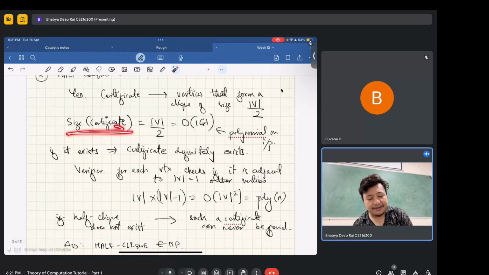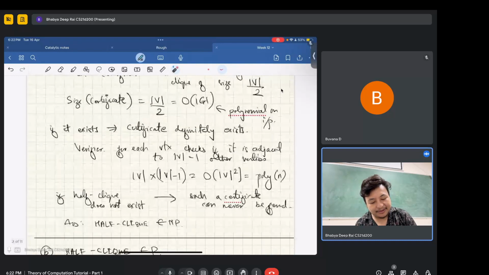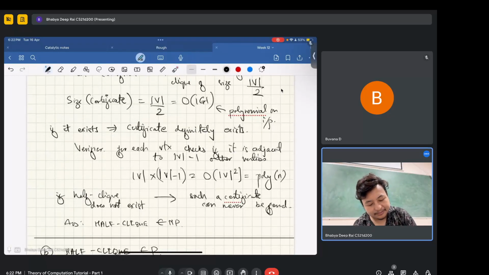So what is the size of the certificate? Well, I'll give you a click of size v by 2. That's what you're looking for, and this is quite small. It is smaller than even the size of the graph. It is linear in the input size, so it's still polynomial. The size of the certificate is good. Next I need to check that the verifier does not take a lot of time. It takes only polynomial time. For each vertex in the certificate C, it checks if it is adjacent to the other C minus 1 vertices. So this will be for each vertex in C.